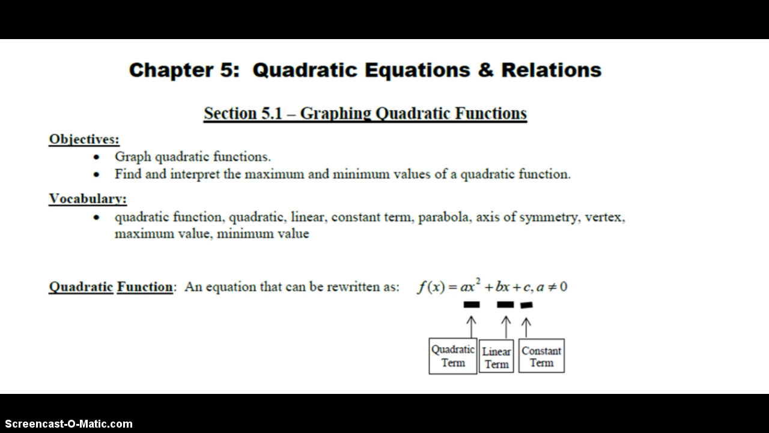The first section is all about graphing quadratic functions, something that you're a little bit familiar with from Algebra 1 and from our work on the parent functions and the transformations. I'd like you to stop the video now and read the objectives and the vocabulary.